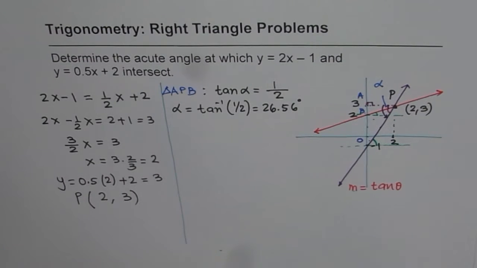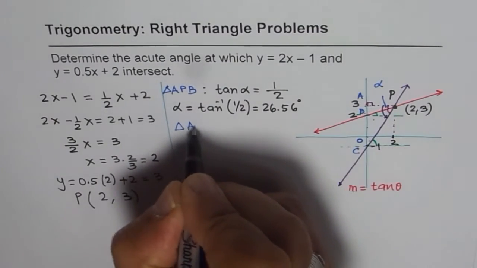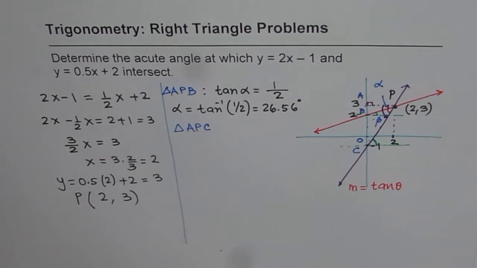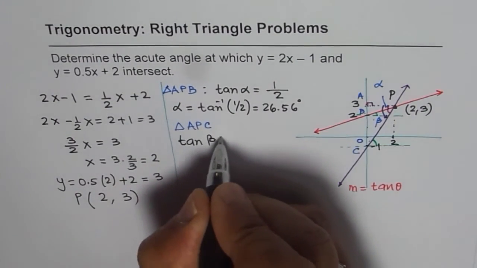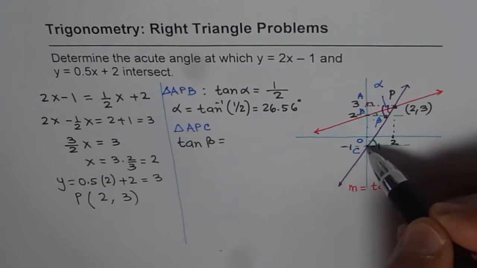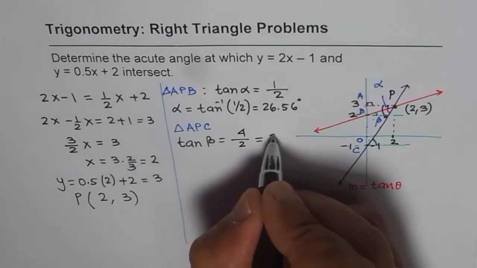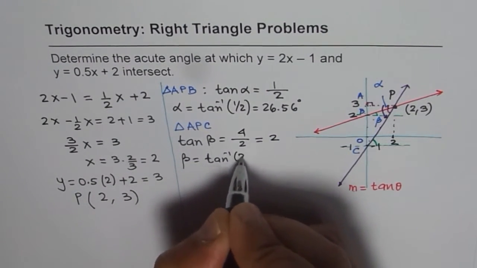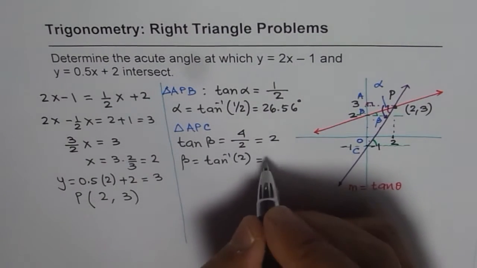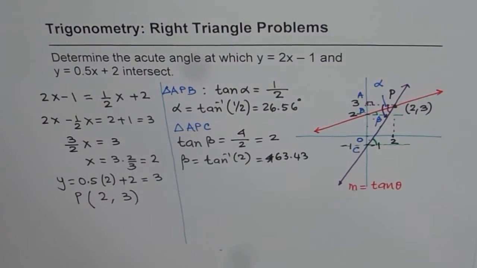Now, let us consider the second triangle. Let me call this point C, right? So we are now considering triangle APC, the big triangle, and let's call this big angle beta, okay? In that case, what is tan beta equal to? Tan beta, the big angle, is equal to the opposite side. The opposite side is, this is minus 1, so the distance is 3 units above 0 and 1 unit below. That means 4 units, divided by the x value, which is 2. So beta equals tan inverse of 2, and let's use the calculator again, shift function, tan inverse of 2, which is 63.43. I'm just taking two places. So we get angle beta as 63.43.